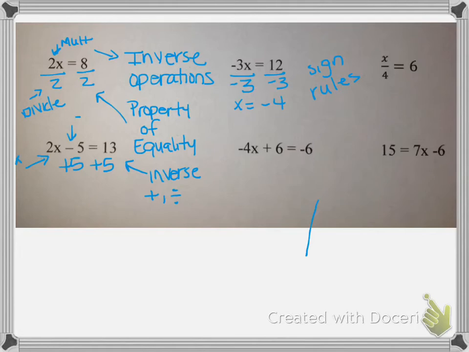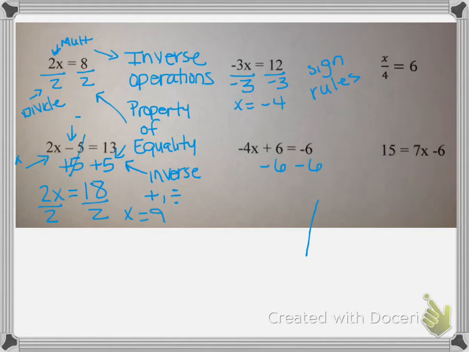Now, if I add 5 to cancel the negative 5 on the side that it's on, I have to do it on the other side. That's our property of equality. So when I do that, then I get 2x equals 18, and we're back at where we were up above. This is multiplication, so then we'll need to divide by 2, and then we will get that x here, 18 divided by 2 is 9.